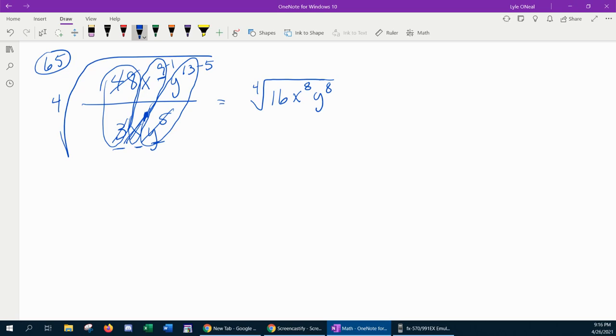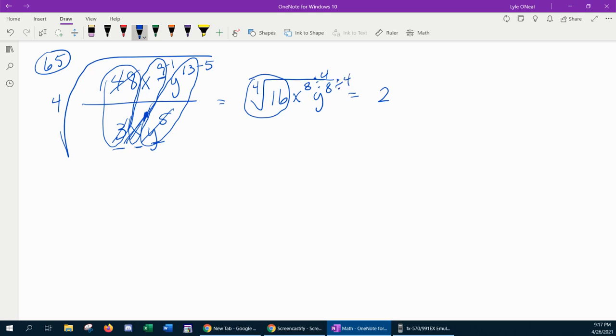16 happens to be 2 to the 4th. 2 times 2 times 2 times 2 makes 16. So we can express 16 as 2 to the 4th, or you can simply say the 4th root of 16 is 2. Then for the variables, you're going to divide 8 divided by 4 twice.